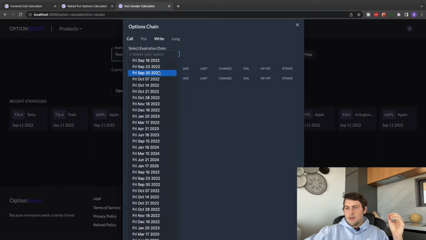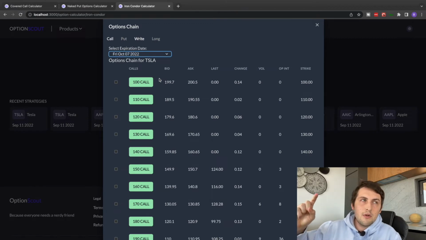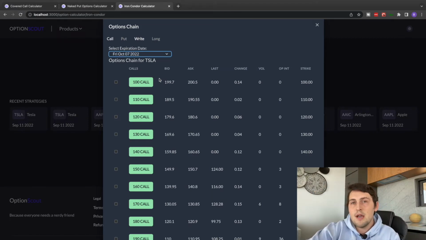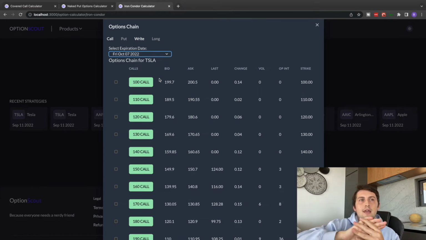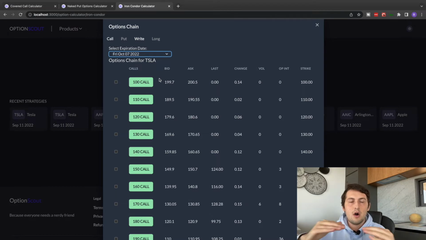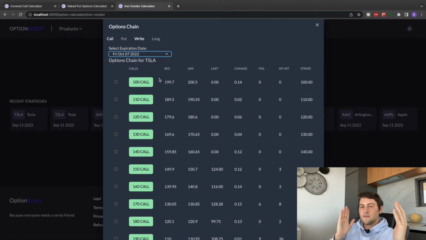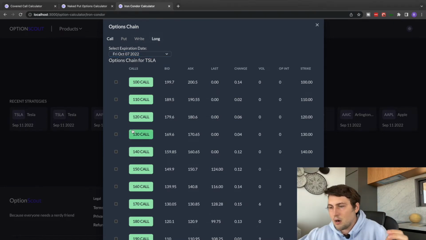Now, all right, so to be an iron condor, you need to be doing one of everything. You need to be writing a call, writing a put, buying a put, and buying a call. And to make it a normal iron condor, they all need to be even from each other. So the long call and long put need to be the same distance from at the money, and same with the short ones. So let's start off by buying a call.